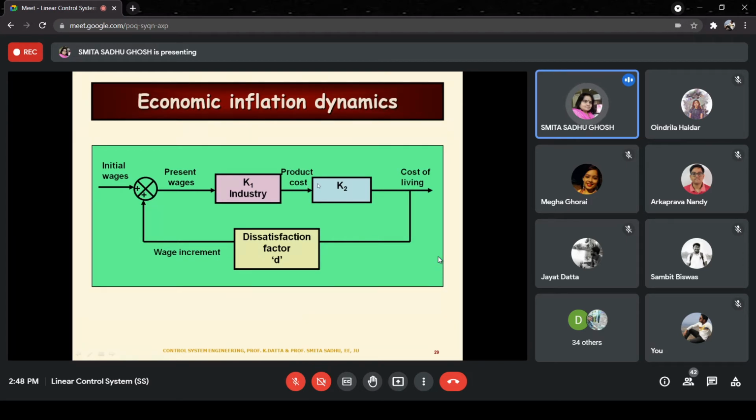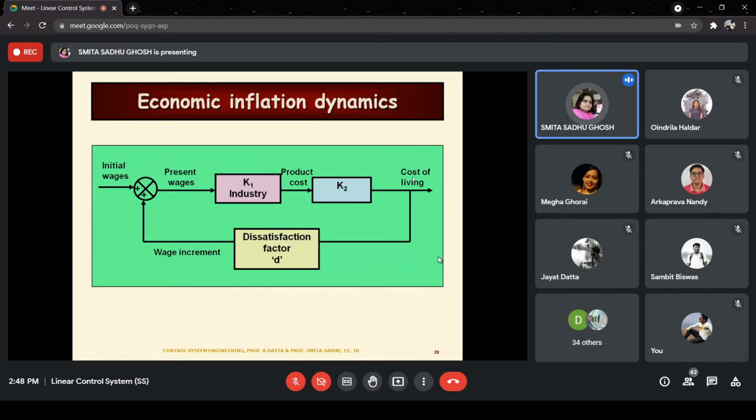So what will happen if the product cost increases? The cost of living of the workers is going to increase, because within the same wages they have to buy the toothpaste at a higher cost. So their cost of living is going to increase, right? Now if the cost of living increases, then what will happen?